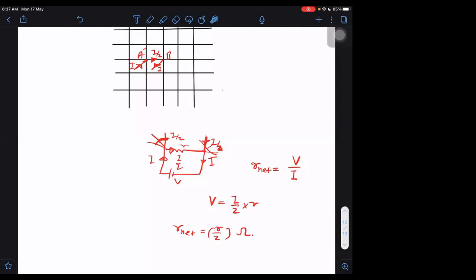I can say only one thing. This current and this current will be the same by symmetry. Upside and downside will be the same. But this side will be different, and what it is, we don't know.